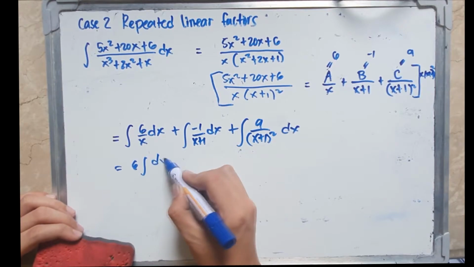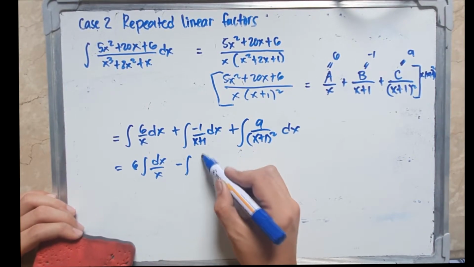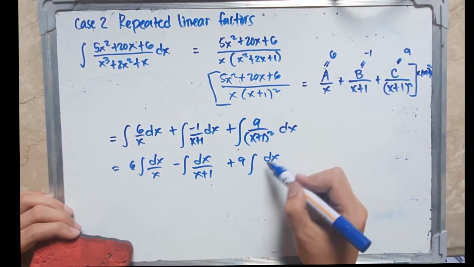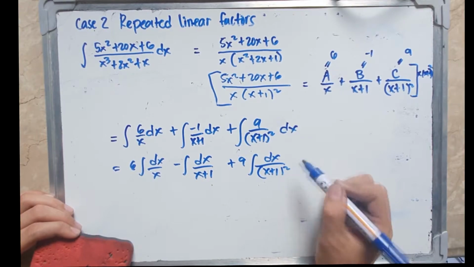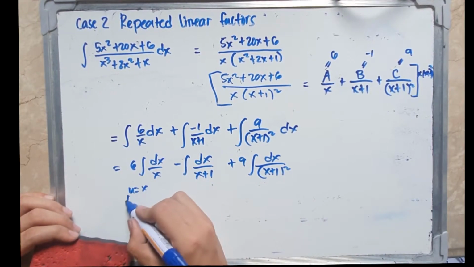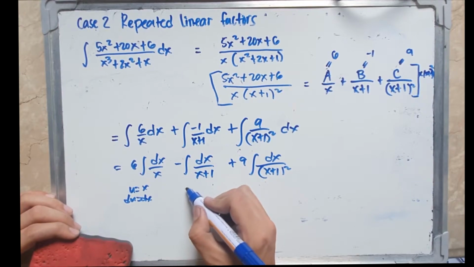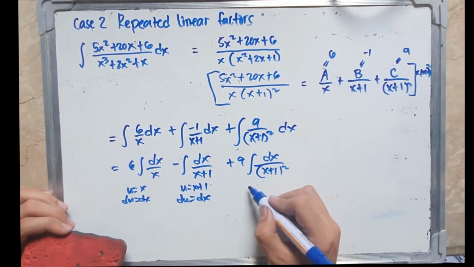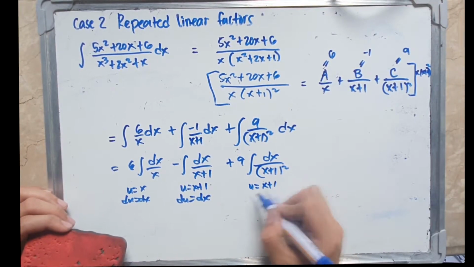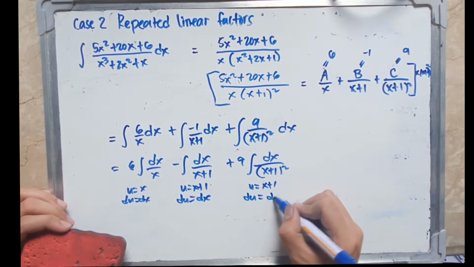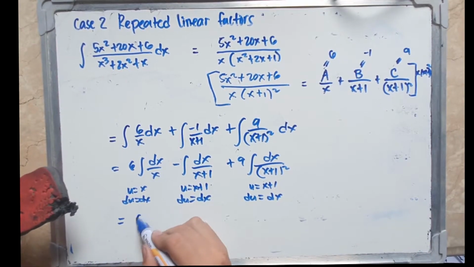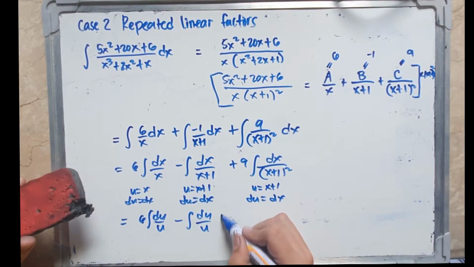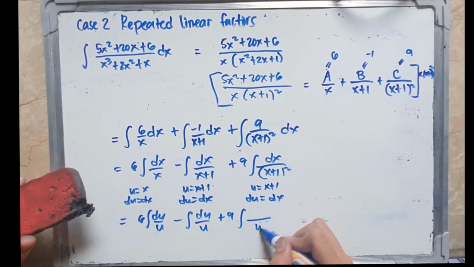6 times the integral of dx over x, minus dx over x plus 1, plus 9 times the integral of dx over (x plus 1) squared. Let u be x plus 1, the derivative of u is dx. We now have the form 6 du over u, plus 9 and we have u squared du.